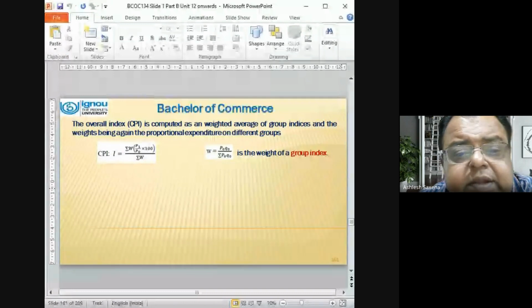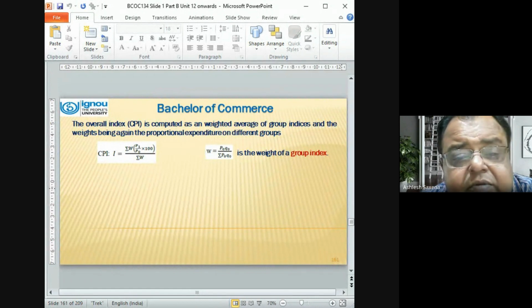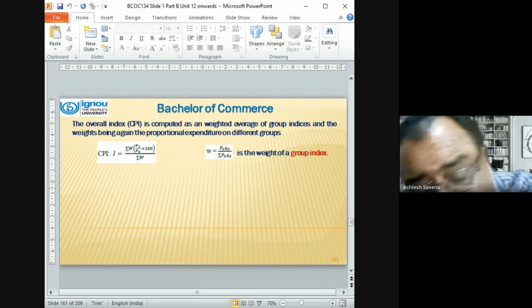That means we will be calculating CPI as summation W times P1 upon P0 into 100 whole divided by summation of W, where your W is P0 Q0 upon summation P0 Q0, which is the weight of the group index.